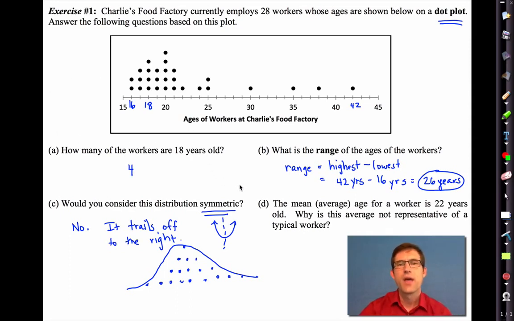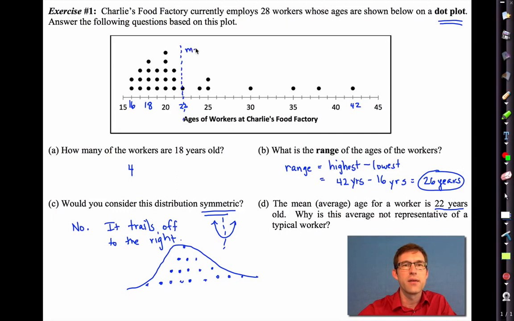Letter D. The mean, the average age for a worker is 22 years old. We'll talk about averages and means in a future lesson, but this one I'm just telling you, I've calculated it. The average or mean age is 22 years old. Why is this average not representative of a typical worker? That's interesting. Well, let's find the mean. Here's the mean, 22.